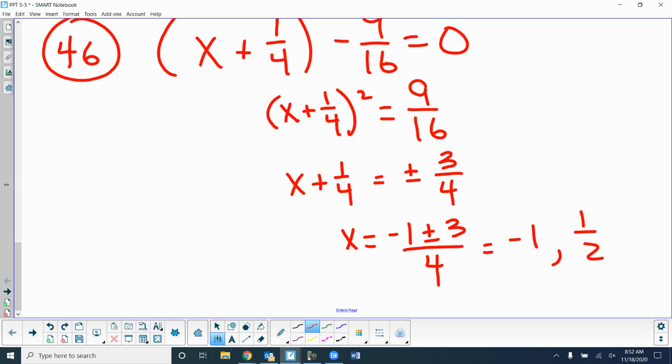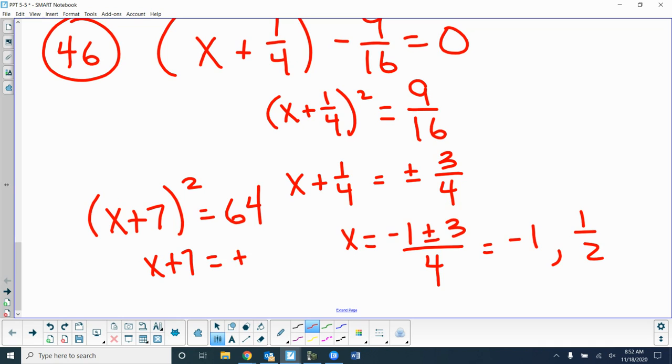Number 48 was one of those perfect square trinomials. So when you factor that 14x and 49, it's x plus 7 squared. Half the square root of 49 was 7, and when you multiply those, that's half of the 14. And it was 64 here. So then you can square root both sides, so you get x plus 7 equals plus or minus 8, square root of 64. And then subtract 7. What's -7 plus 8? 1. And what's -7 minus 8? -15. Okay? So that would have been 48, doing it really quick.